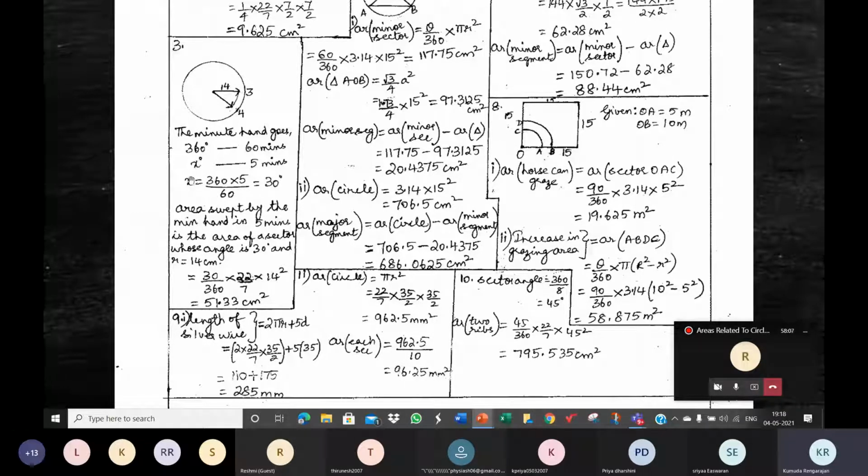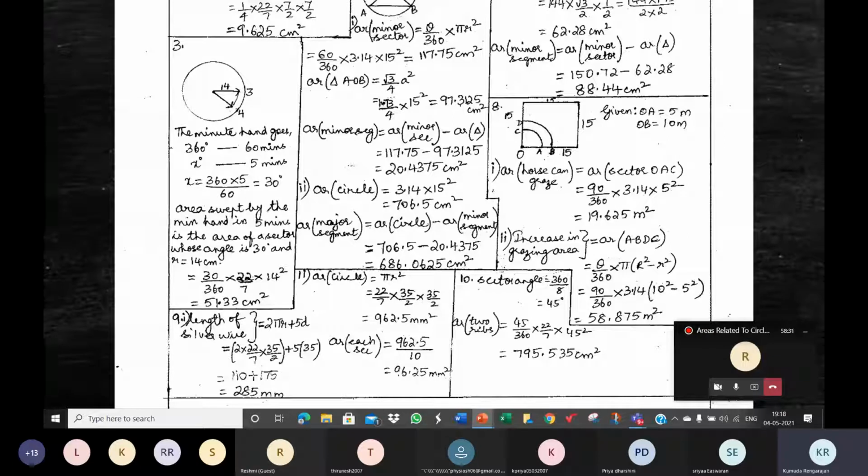So X will be equal to this. What is opposite to X will come for division. Multiply these two and write in the numerator: 360 into 5. What is opposite to X will come for division: 60. So it will trace 30 degrees in 5 minutes.